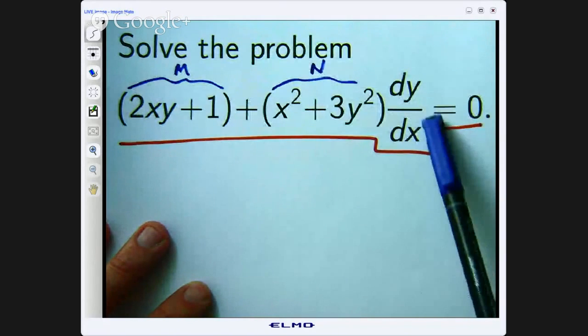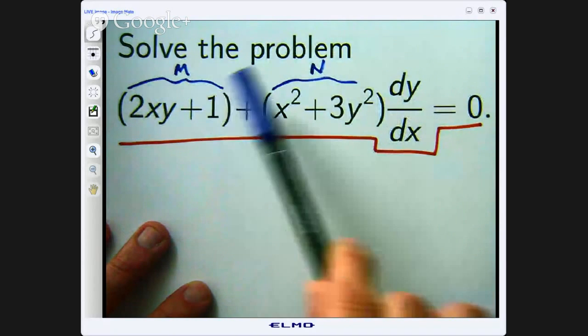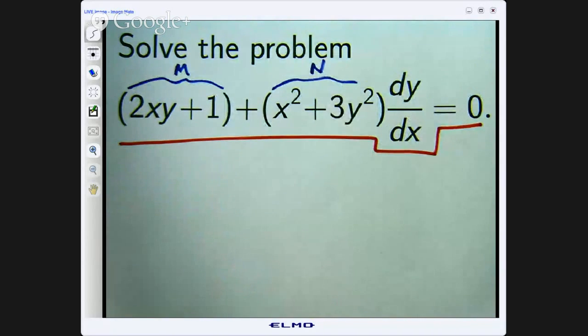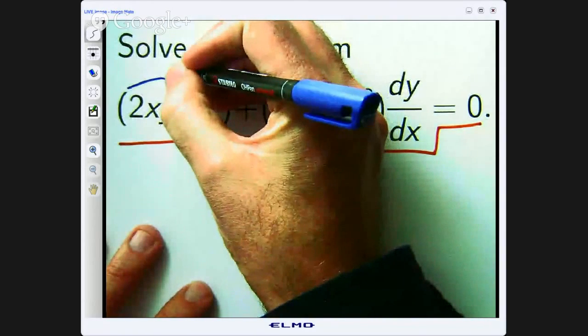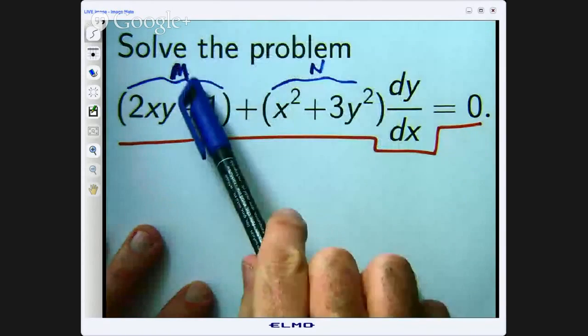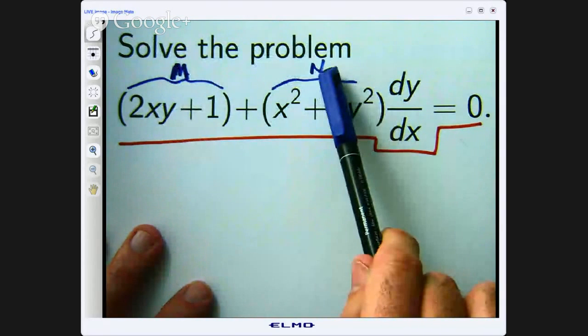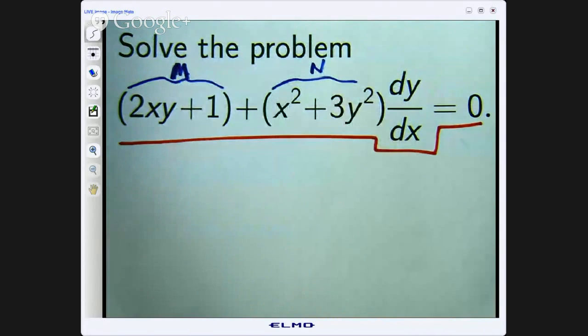Now sometimes in these problems the dx is connected with the M and the N is connected with the dy. I just haven't written it that way in this example to save a bit of space. Okay, so M is a function of two variables, x and y, N is a function of two variables.